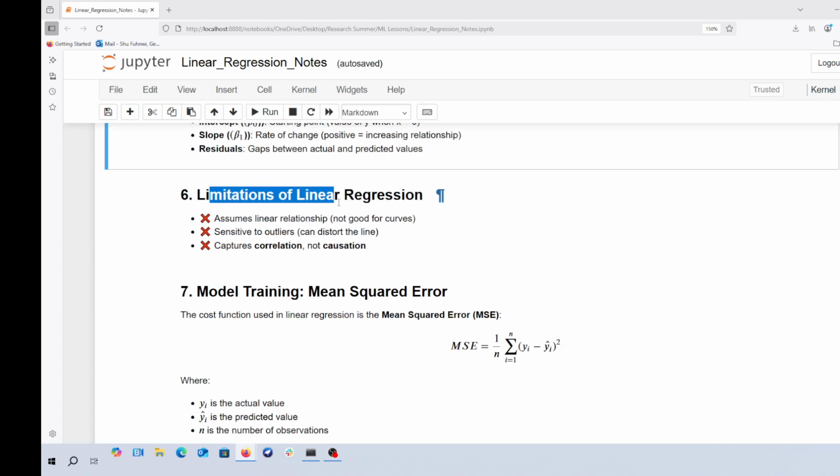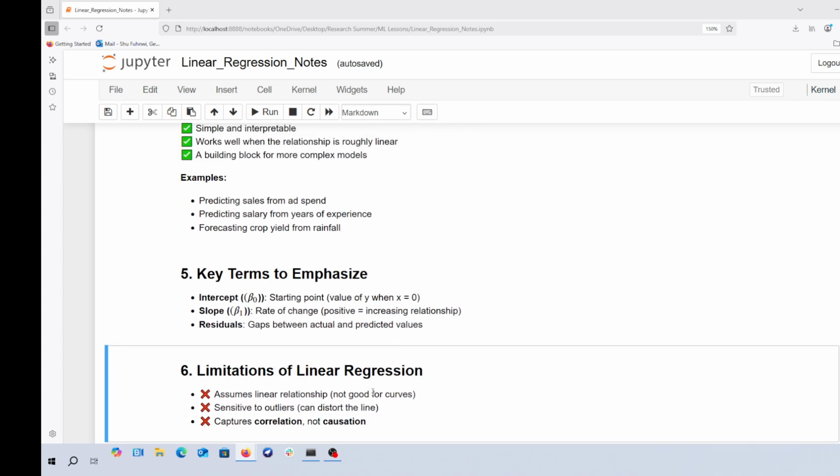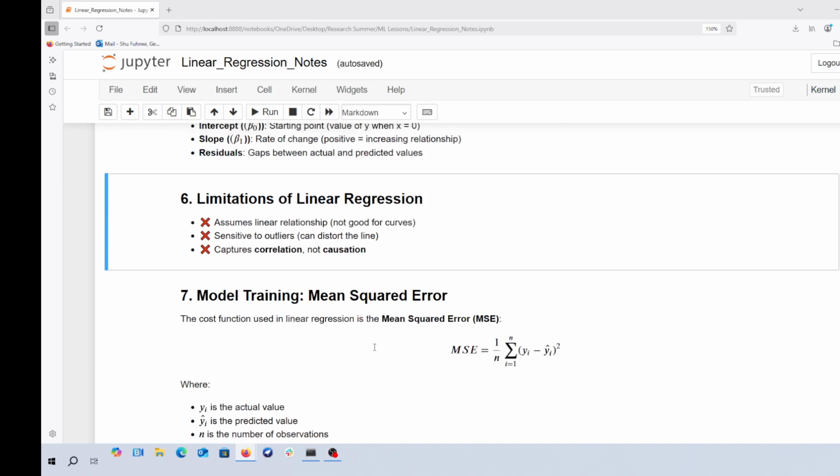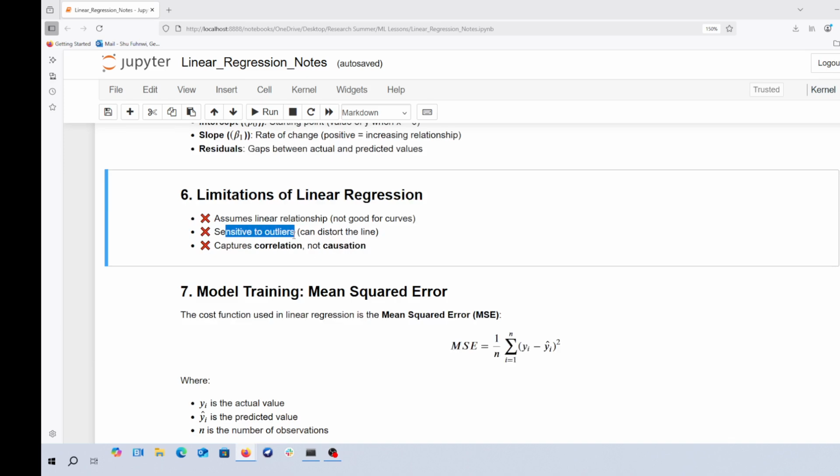The limitation with linear regression is that it assumes a linear relationship. If that does not hold, it will not be good for curves, because curves are non-linear. It is also very sensitive to outliers.